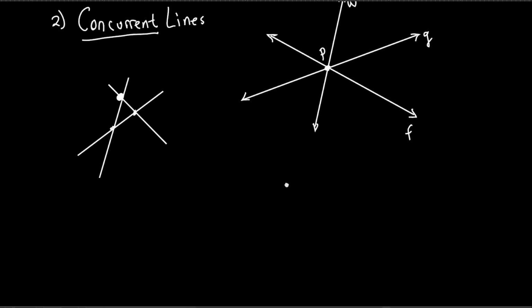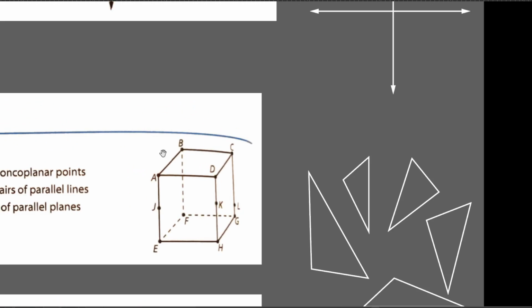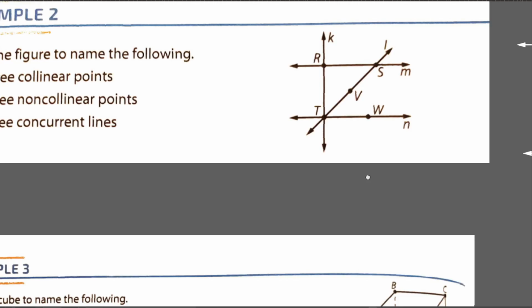There's a lot of other definitions, and just to save a little bit of time, I took a picture of them. Let's see.